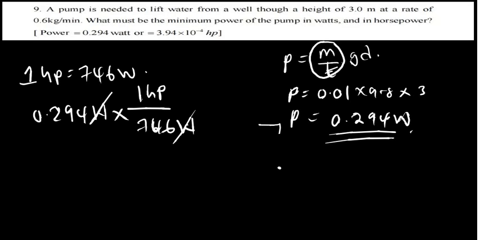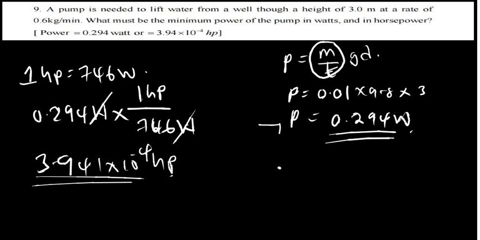So you divide that answer by 746. You put it in scientific notation. It's going to give us 3.941 times 10 to the power negative 4 horsepower.